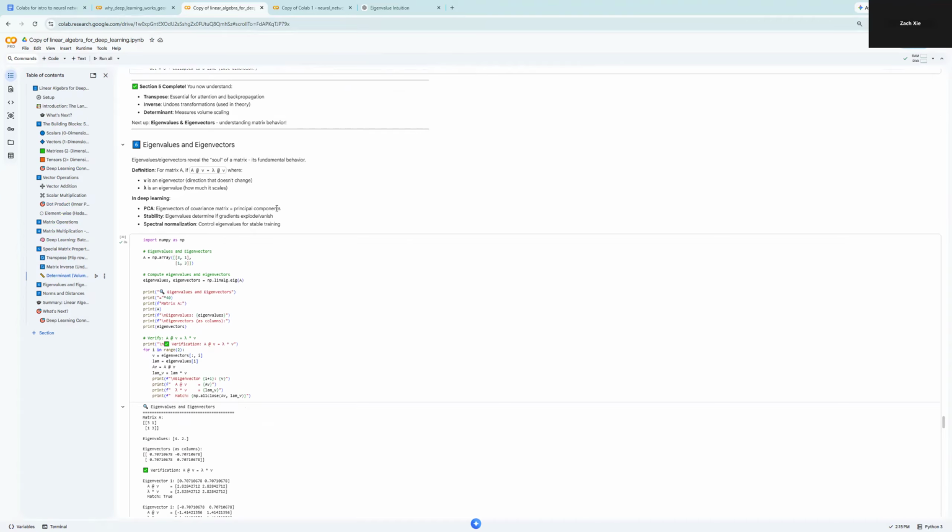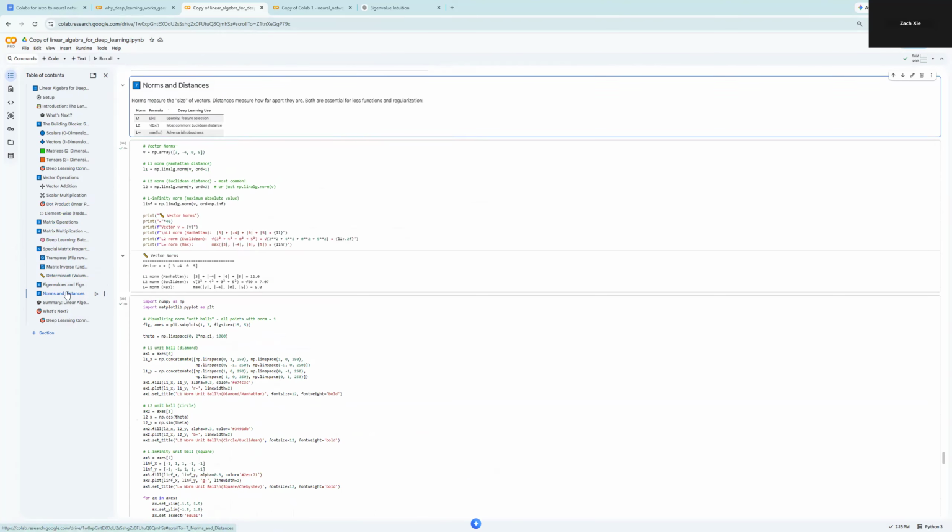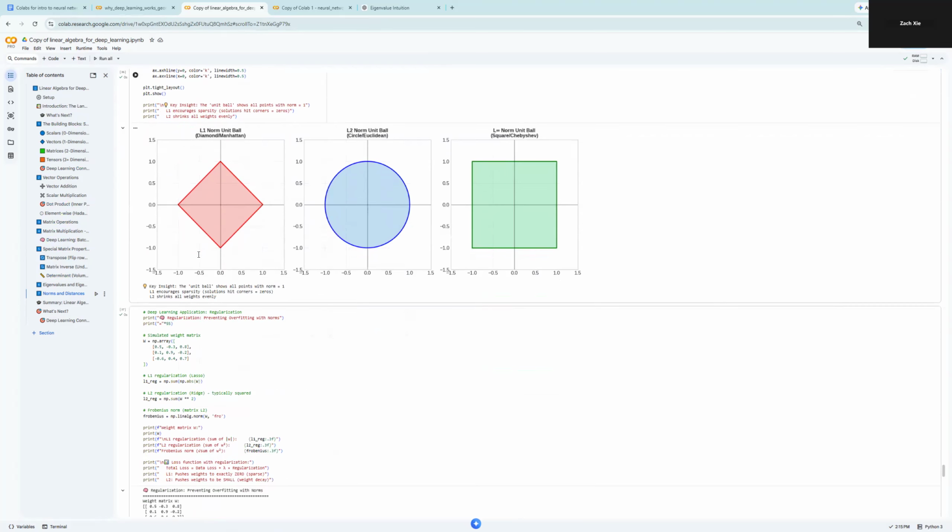Now, why is that important or relevant in deep learning? Here he explains that in PCA analysis, the eigenvectors of the covariance matrix are the principal components, and also the stability. So that's the connection. Norms and distance are very, very straightforward. We're not going into that. You have the Euclidean distance and Manhattan distance, and just very straightforward.